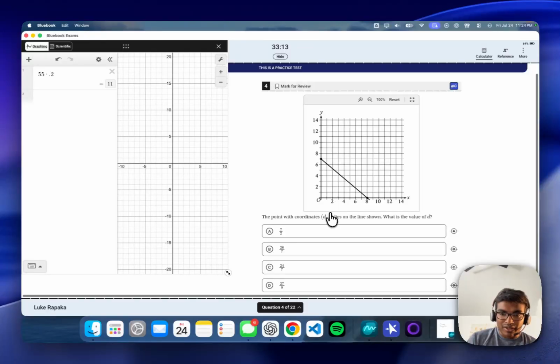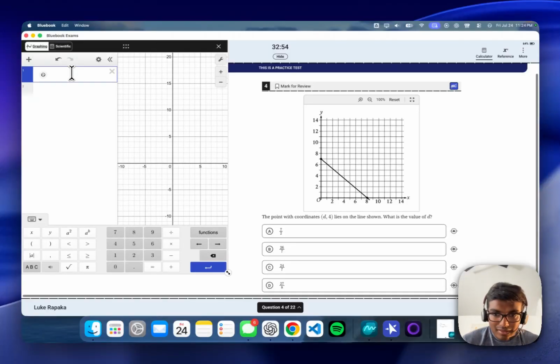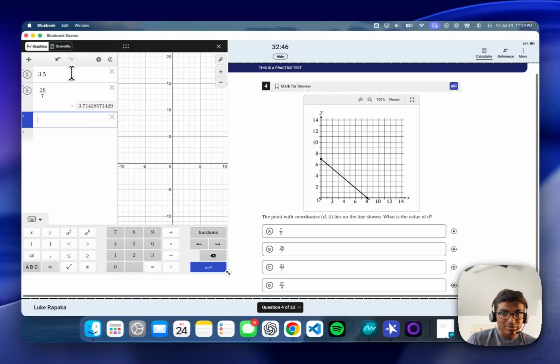What is the value of d? Okay, so y is 4, right? So basically just go like that. Okay. Conveniently, they gave us everything in the same thing. Okay, so 7 over 2 is just 3.5, right? 26 divided by 7, 3.7. 24 divided by 7, 3.42. 27, 8 is that.